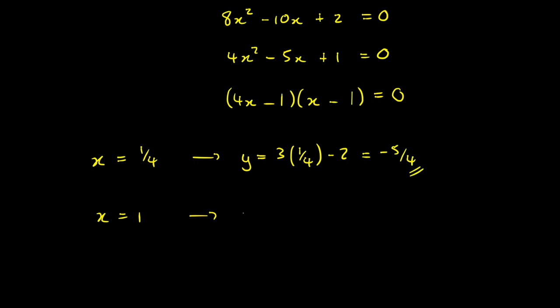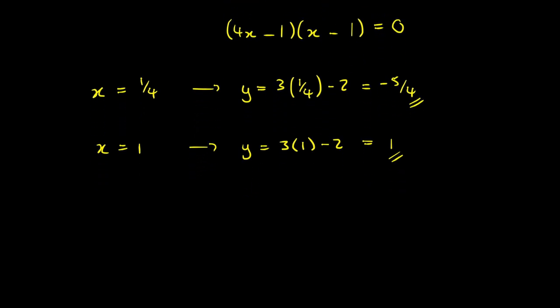Okay. And the same thing for here. We're going to get 3 times 1 minus 2. And 3 minus 2 is just 1. Okay. So what does this mean? This means that we've got the coordinate A is going to be the point (1/4, -5/4). And the coordinate B is going to be (1, 1). All right, so that's the first thing that we've done in this question.